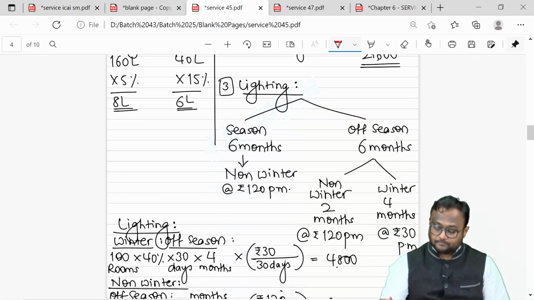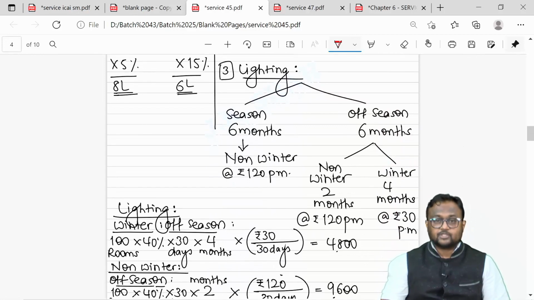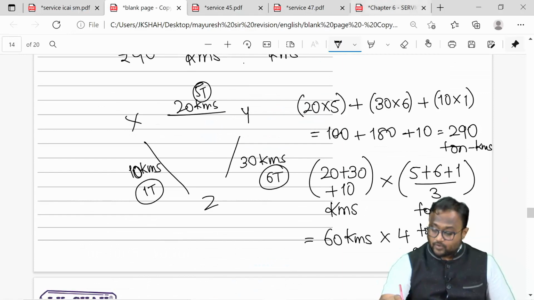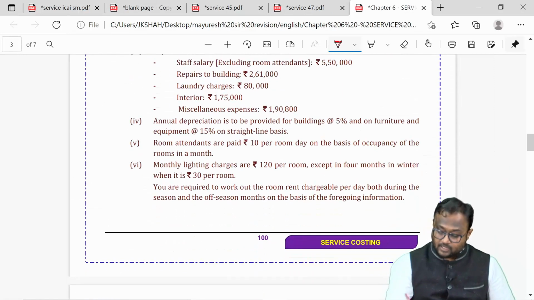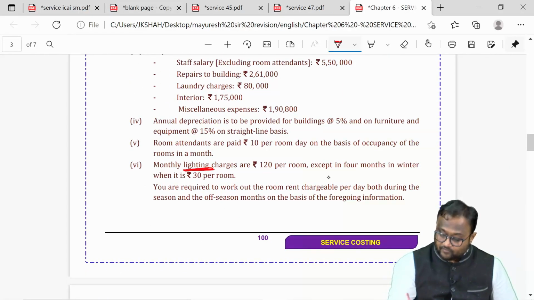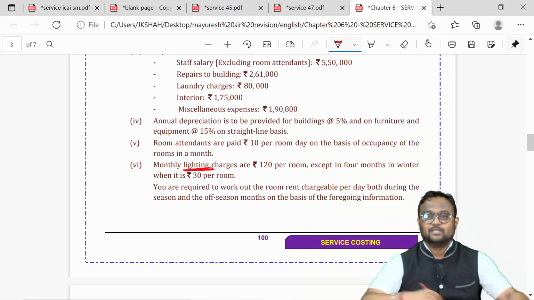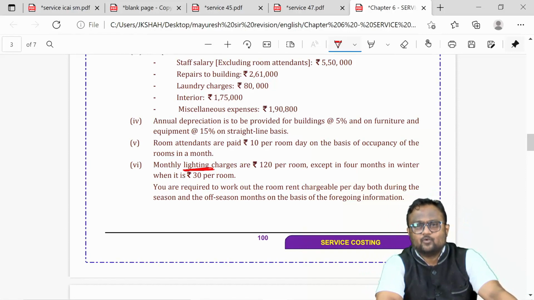Lighting calculation was special. Please understand this. Lighting cost was not given in the question based on season, off season. Lighting cost was first of all given on the basis of winter, non-winter. Now, being a hill station, winter must be during the off season only, no?